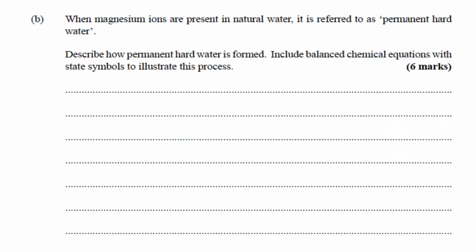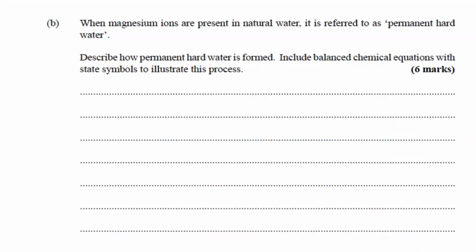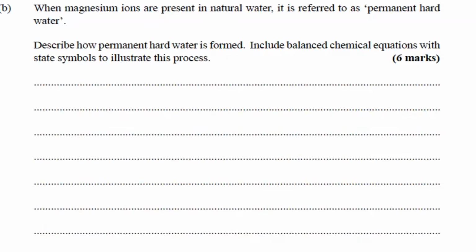So let's look at how permanent hard water is formed. And this is just the prevalence of Mg2+ ions based on this question. Permanent hardness of water is caused by calcium and magnesium sulfate dissolving from rocks like gypsum. In the introduction, they gave us that when magnesium ions are present in natural water, it's referred to as permanent hard water. So we're going to focus on the presence of magnesium ions.